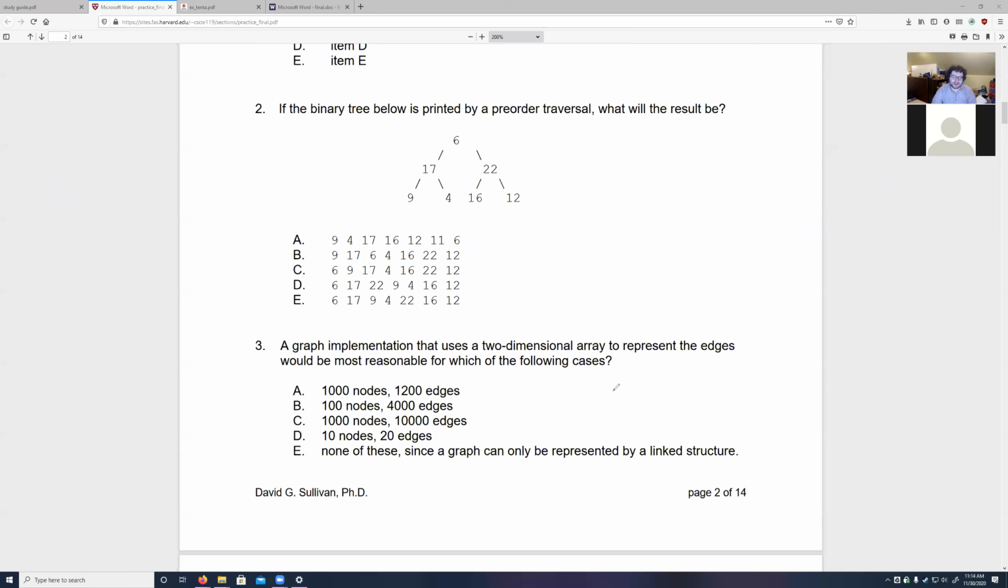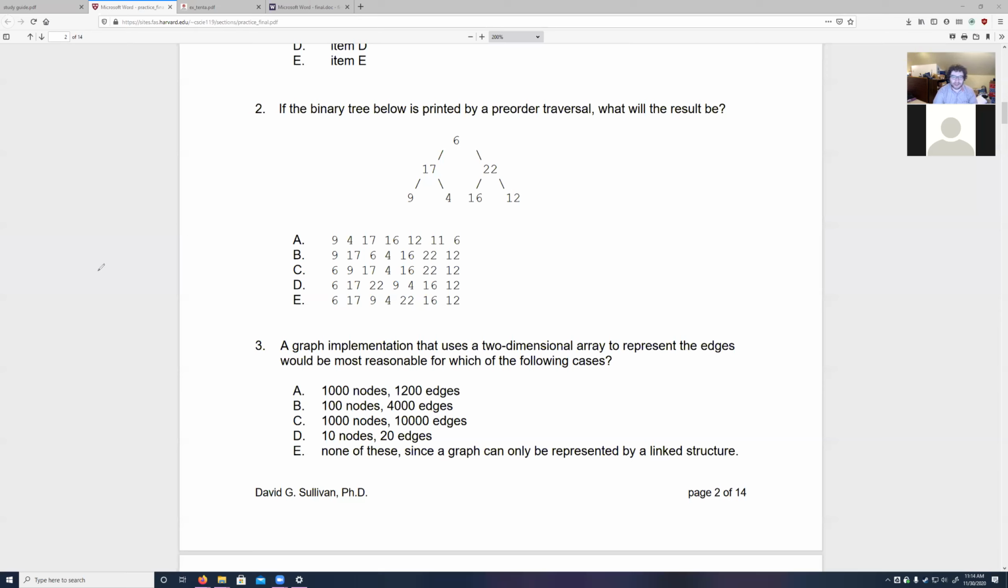All right, I really like this question because it's basically the graph version of ArrayList versus linked lists. A graph implementation that uses a 2-dimensional array to represent edges would be the most reasonable in which of the following cases. Notice that we have E, since a graph can only be represented as a linked structure. So we have 2 ways of representing graphs internally, right?